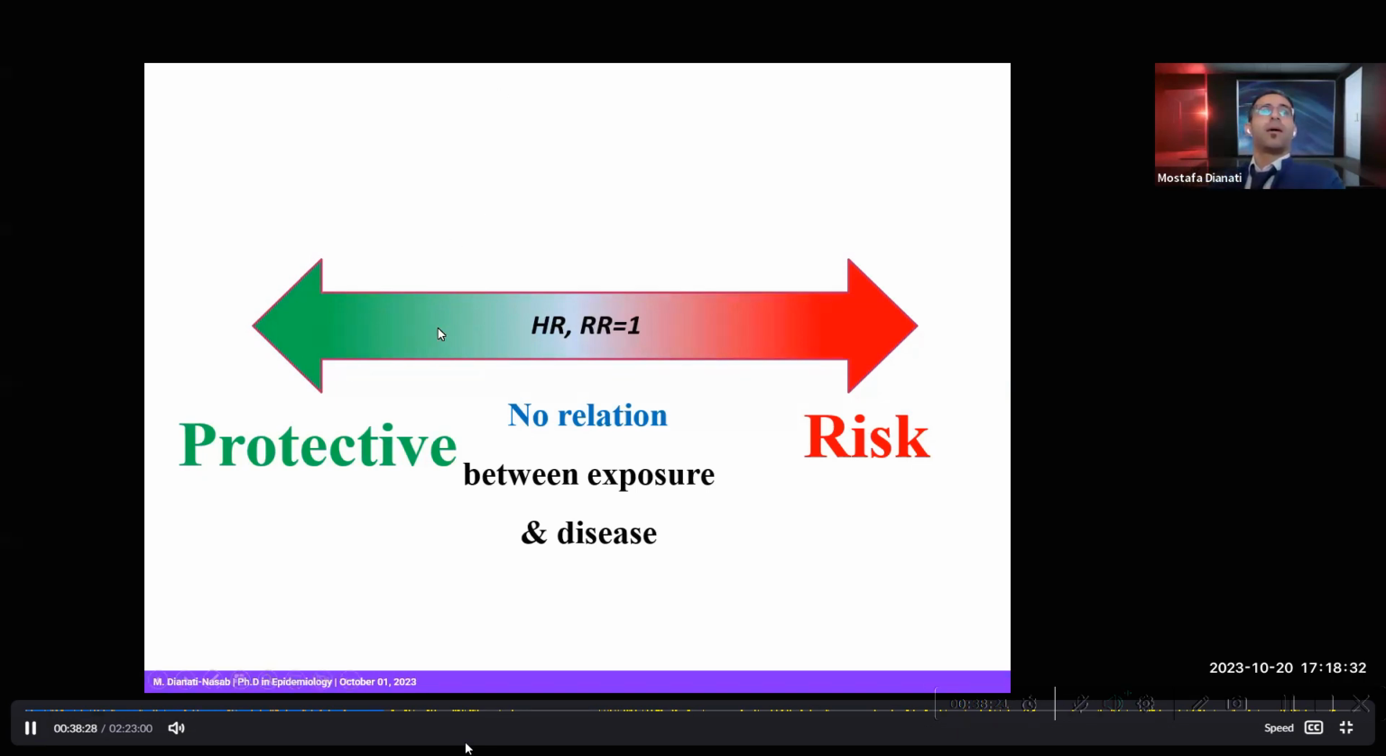If, for example, you are choosing a protective factor, like beta carotene, and you are giving the participants beta carotene and you reach RR equal to, for example, 0.8. In this case, your exposure is protective against, for example, basal cell carcinoma. Why? Because this is less than 1.